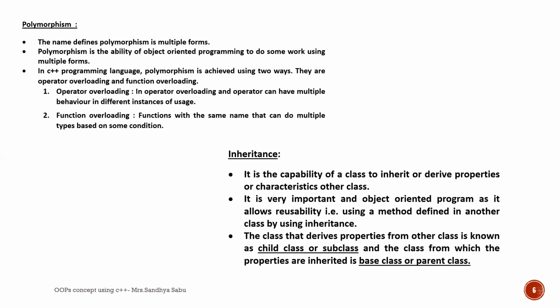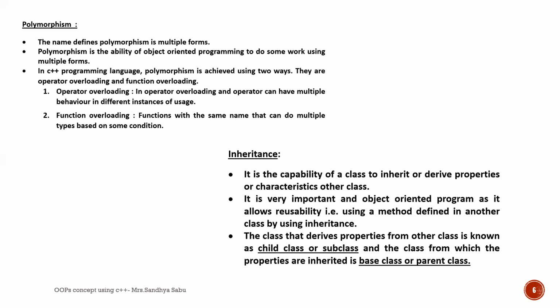Next comes polymorphism. As the name indicates, polymorphism means multiple forms. When a single entity can take multiple forms, that is called polymorphism. We have two types of polymorphism: compile time and runtime. This polymorphism is achieved through operator overloading and function overloading. Since we are just learning the basic concepts and not going deep into them, we are just seeing what is what.